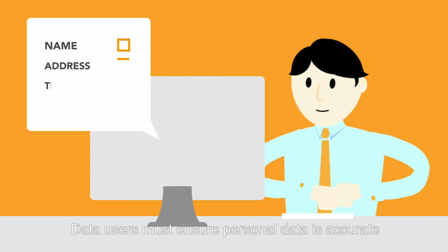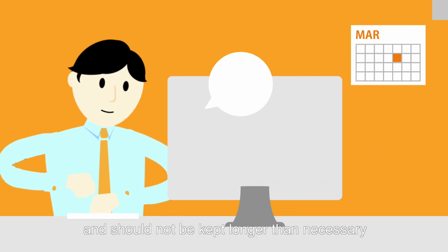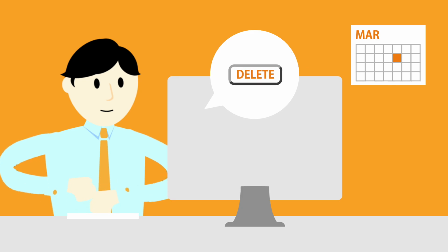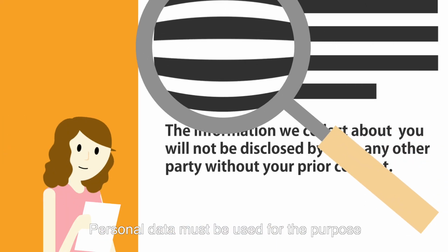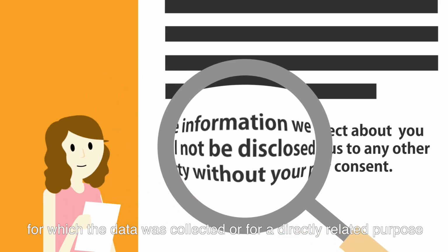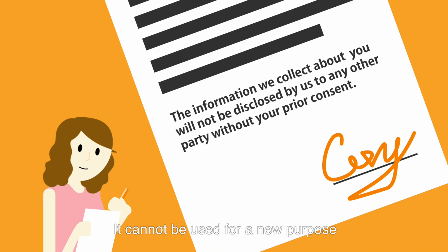Data users must ensure personal data is accurate and should not be kept longer than necessary. Personal data must be used for the purpose for which the data was collected or for a directly related purpose. It cannot be used for a new purpose unless voluntary and explicit consent is obtained from the data subject.